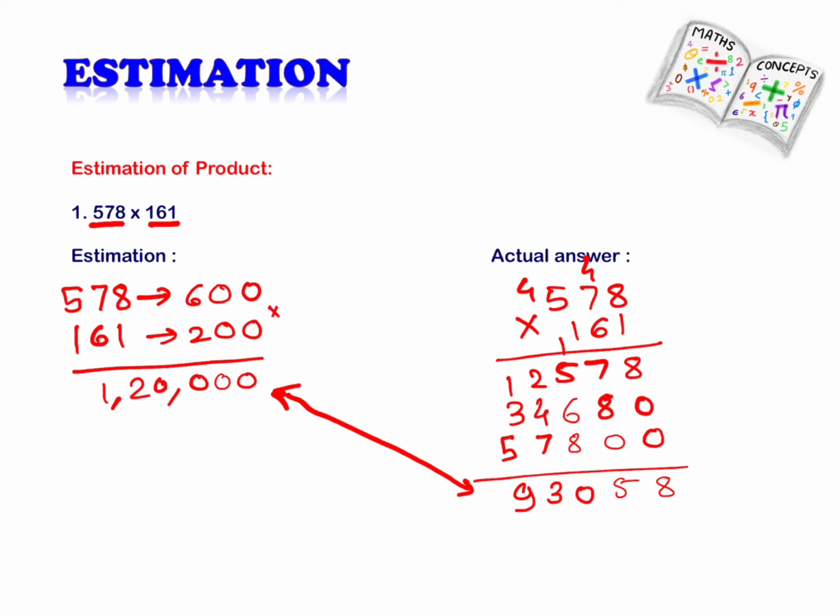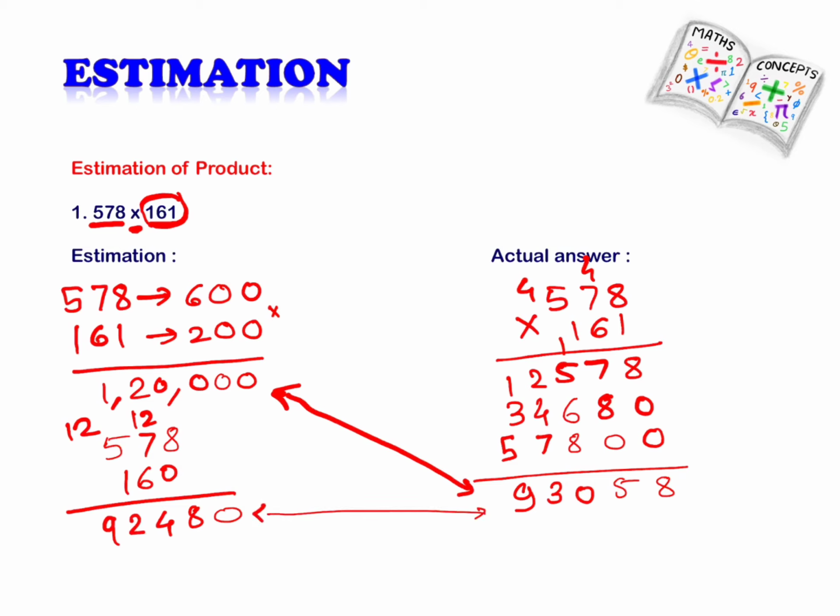Now if you see, there is a huge difference between estimate and actual answer. Why? Because one thing, we have used generic rule, and second thing, this is multiplication. The difference gets multiplied. So here in this case, if we would have rounded off this number to nearest tens, it would have been 160 and the answer would have been much closer. If you know the 16 table, this product is pretty easy. 16 8s are 128, 16 7s are 112, plus 12 124, and 16 5s are 80, plus 12 92. So this is more closer, isn't it?